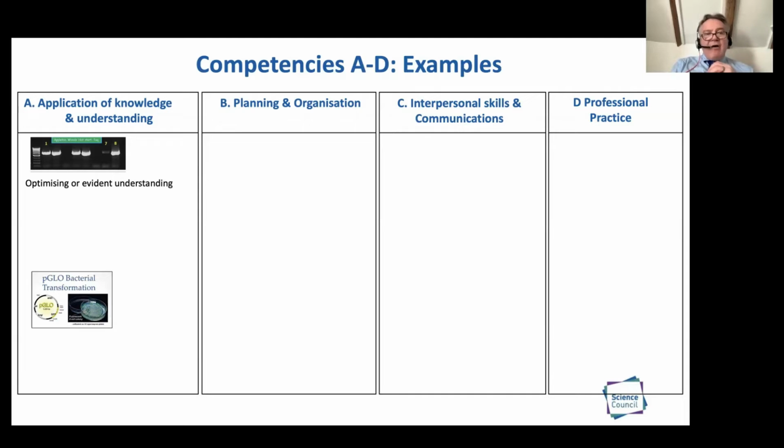That's typical of an RSI Tech, demonstrating the science underpinning the actual procedure that they're talking about. Whereas, for example, in the context of that PCR, that first diagram, optimizing or troubleshooting the method is something typically undertaken by a registered scientist as opposed to a registered science technician.